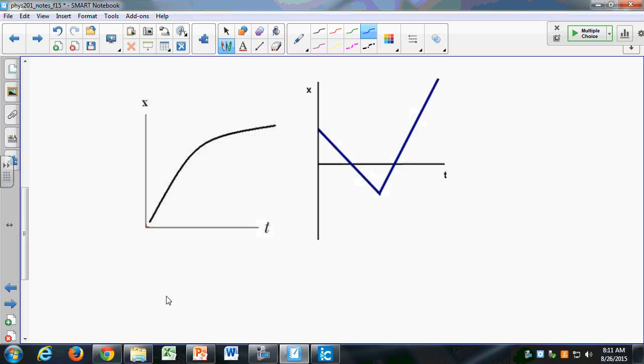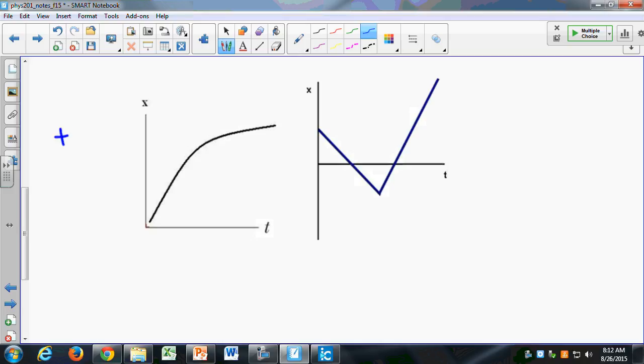Positive or negative velocity? Positive velocity. It has a positive slope. Increasing or decreasing velocity? Decreasing. The slope is getting smaller. Positive, negative, or 0 acceleration? Negative acceleration. Very good. It's negative because the velocity is positive and it's decreasing. That means the acceleration is in the opposite direction of the velocity, so it's a negative acceleration.